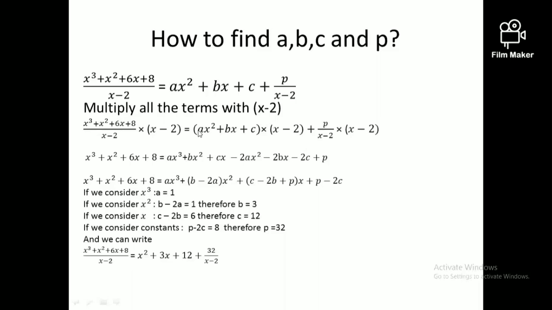If you expand the brackets, ax squared into x is ax cube. First you multiply with x. x into x squared is ax cube. x into bx is bx squared. x into c is cx. Minus 2 into x squared is minus 2x squared. Minus 2 into bx is minus 2bx. Minus 2 into c is minus 2c.